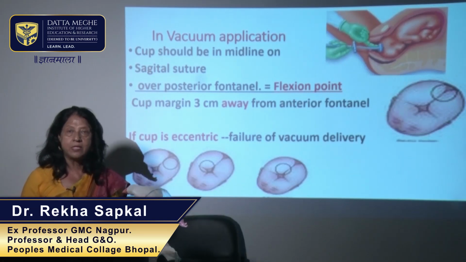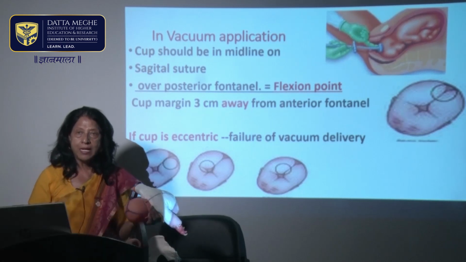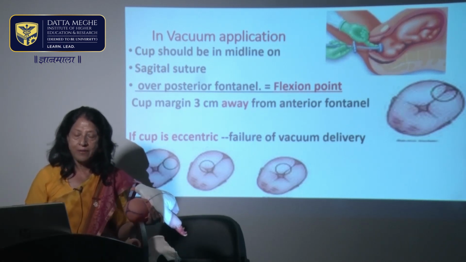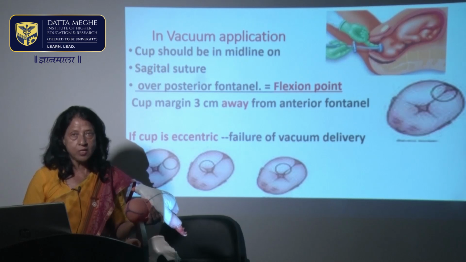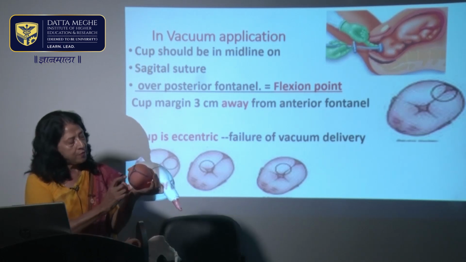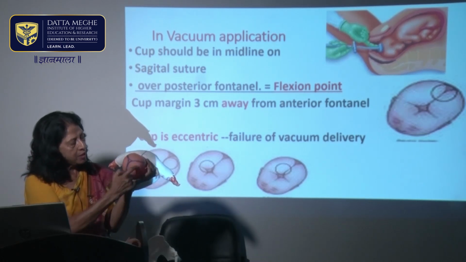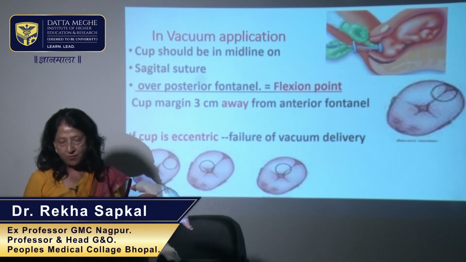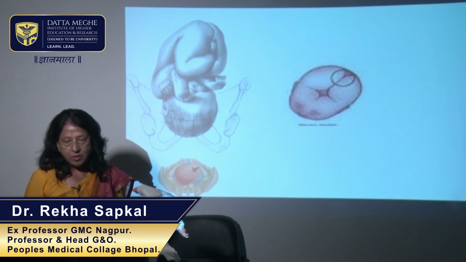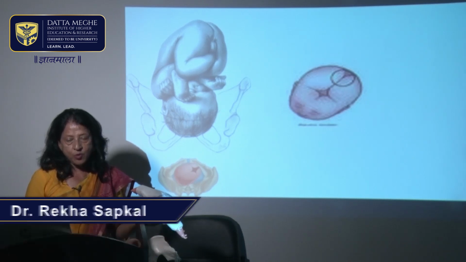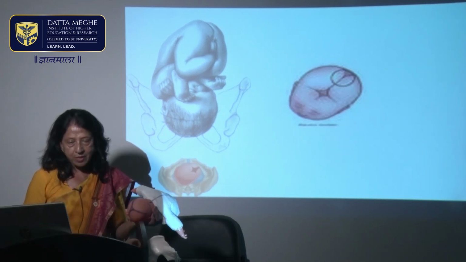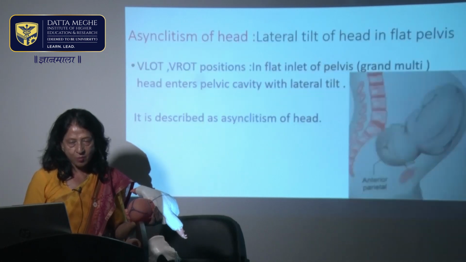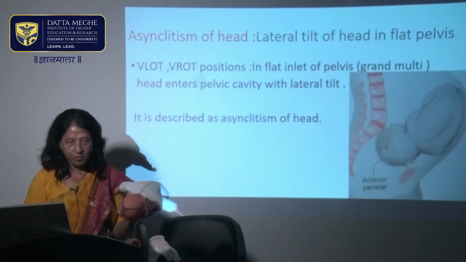So, that is one principle which I should know while I apply vacuum in relation to the sagittal suture and posterior fontanelle. On the flexion point, we apply the cup. The margin of the cup should be 3 centimeters away. Here is the cup, and it should be 3 centimeters away from the anterior fontanelle. So, this is how the position of the cup should normally be. That point is known as the flexion point.